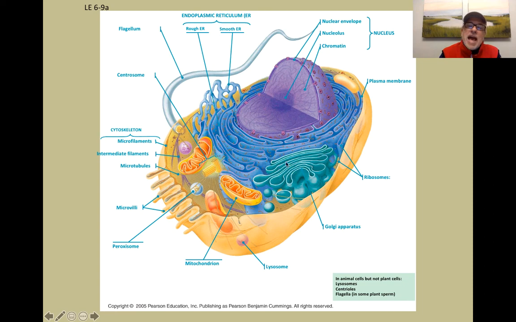Then you have this stack of pita breads here, known as the Golgi apparatus. These dark dots that you see sprinkled throughout that are free in the cytoplasm and attached to the endoplasmic reticulum are called ribosomes. And then there are other organelles, such as this mitochondrion, this spherical organelle, the lysosome, these bodies right here, which are the centrioles inside the centrosome, and there are elements of cytoskeleton. The lysosomes and the centrioles are unique to animal cells and not in plant cells.